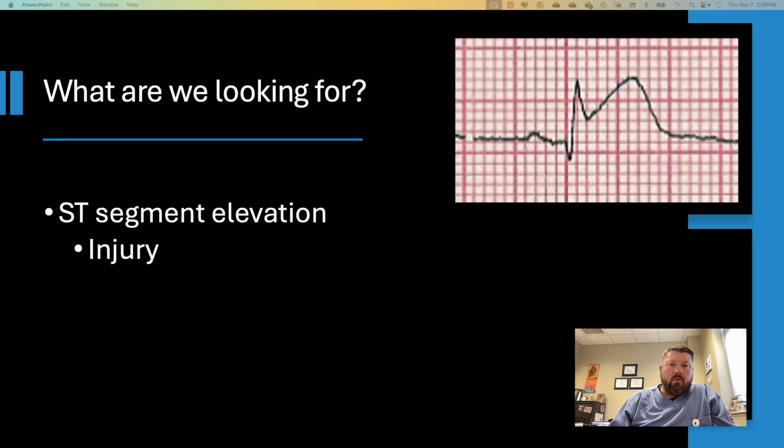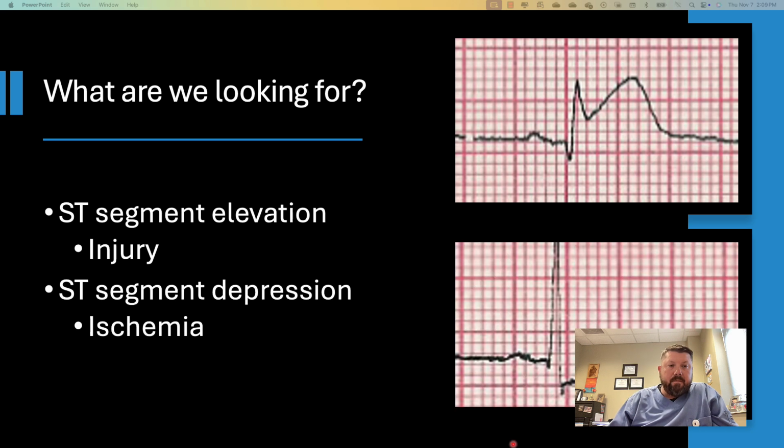So what are we looking for? Well, ST elevation, when you have an ST segment that is above baseline, that's going to be an indication of injury. ST segment depression or T wave inversion could be an indication of ischemia. But for all of these, we're looking for the J point, which is the point in which the S and the ST segment start.